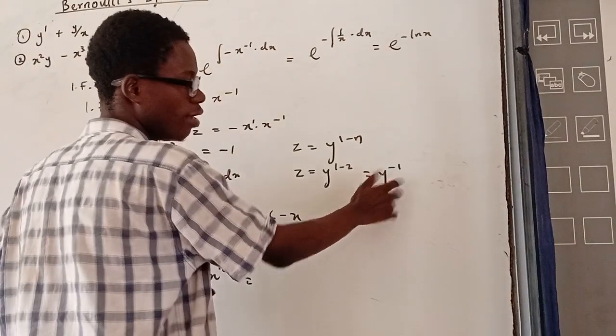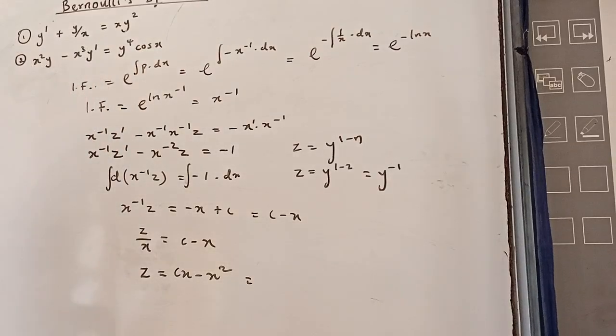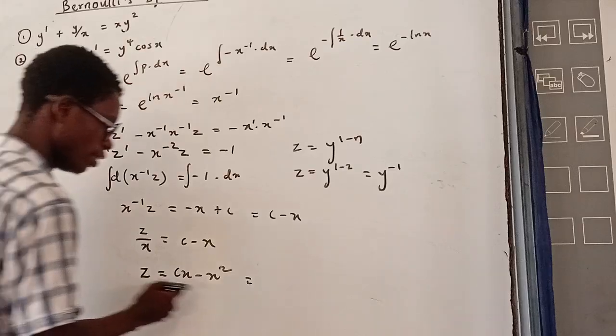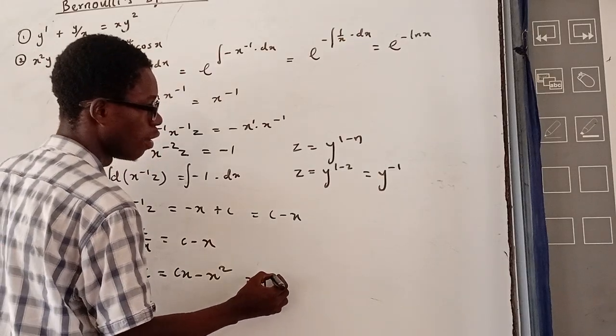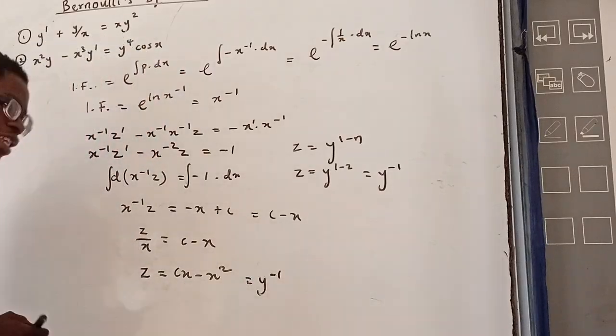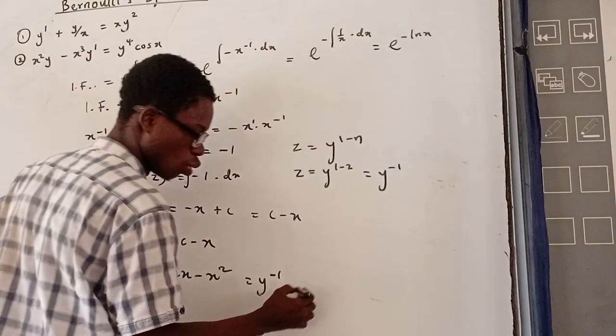Should be in y, not in z. Our final answer should be in y. Don't forget, the aim of every ODE is to find the y, the dependent variable, to find the value of y. So this means this z equals y raised to power minus 1, which is the inverse, or let me say equals 1 over y.